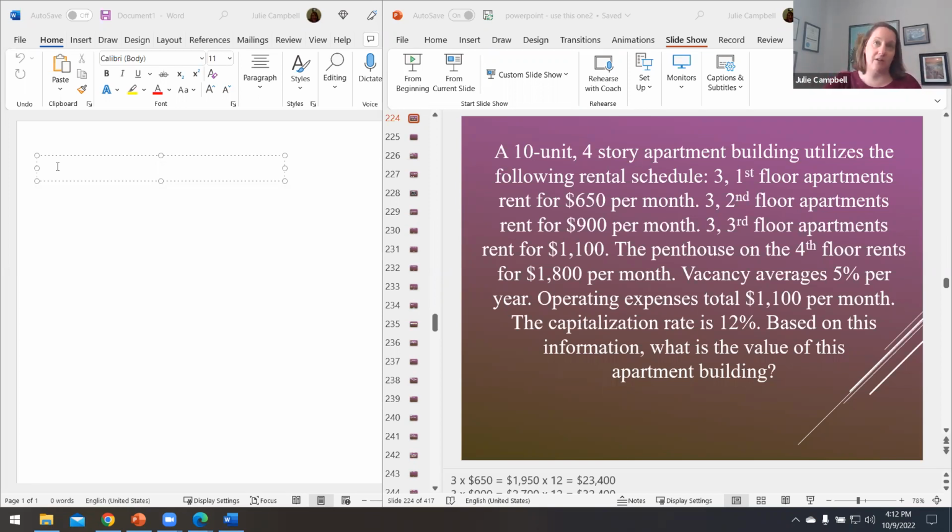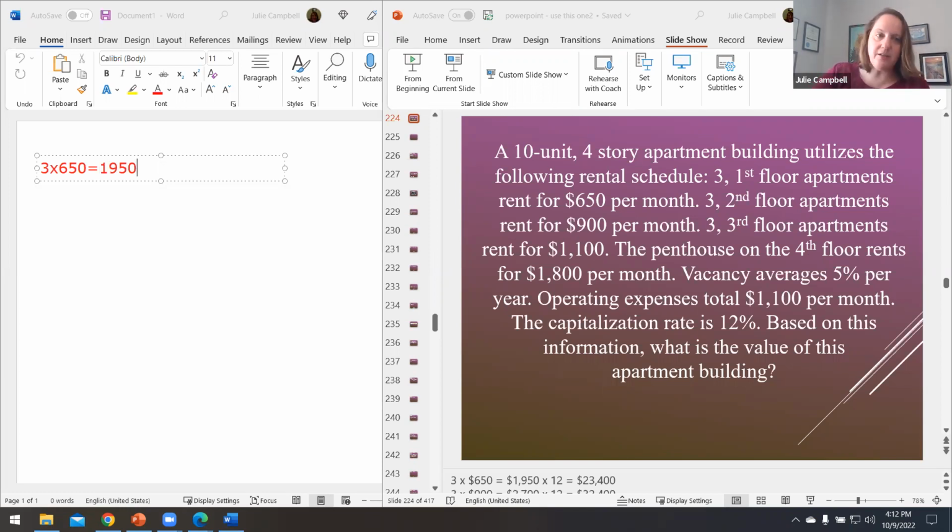But the first thing we need to do is find what our gross income would be. If I were to collect rent from all of these 10 tenants every month this year, what's the most I can make? So I have 3 units that rent for $650.